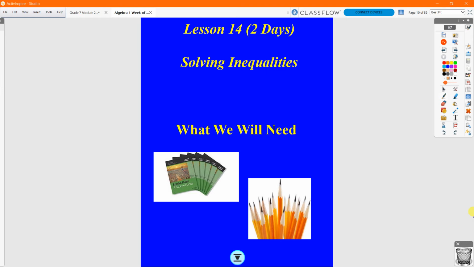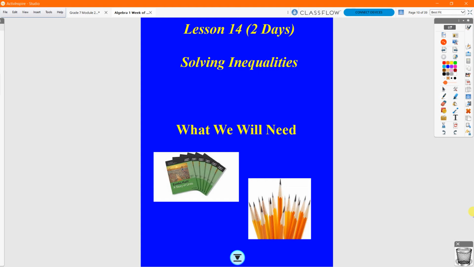What will we need to actually do solving inequalities? Well, I would suggest that we have our books. You're looking at your computer, so you should have that. And you should have a pencil. Since we're going to be working with inequalities, I would also recommend making sure you have a ruler with you. If you have a ruler, try to make straight lines, okay? All right, so let's get ourselves started.